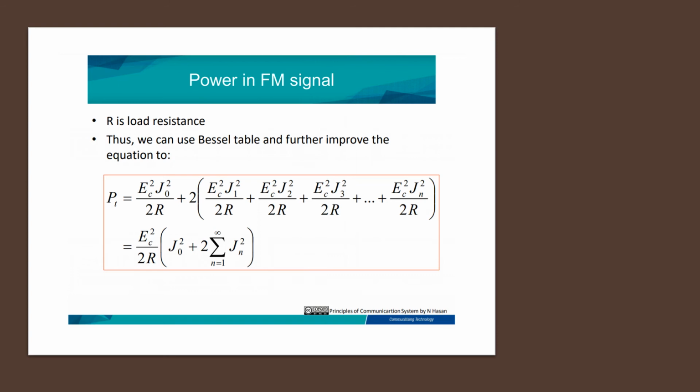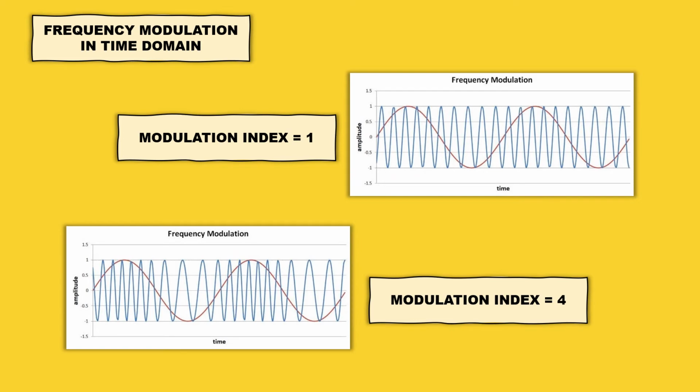Then R is the load resistance. Thus, we can use the Bessel table and further improve the equation to this one. And then, using this, we can calculate the total power in an FM signal. The frequency modulation in time domain looks like this.